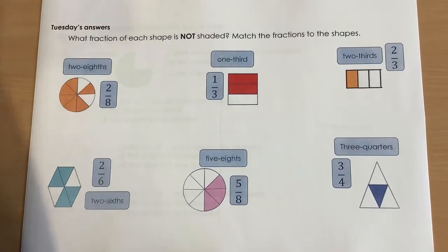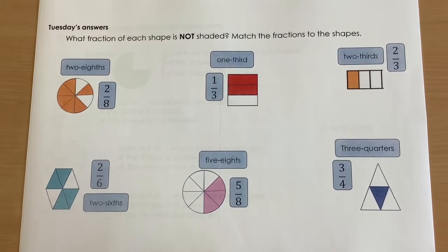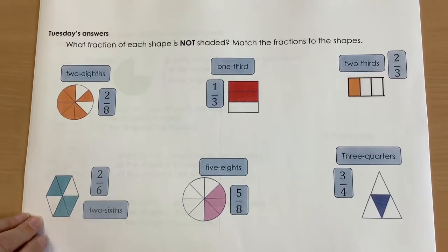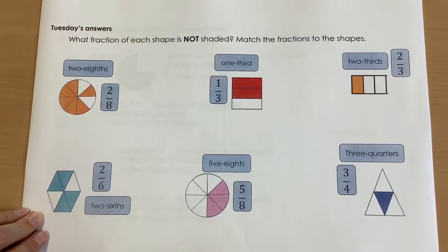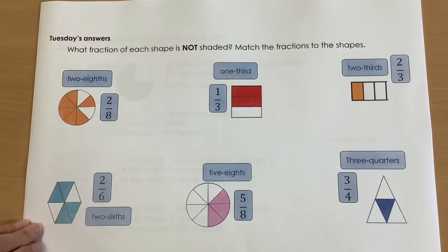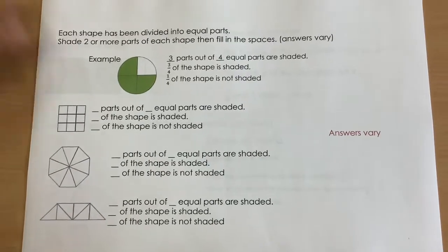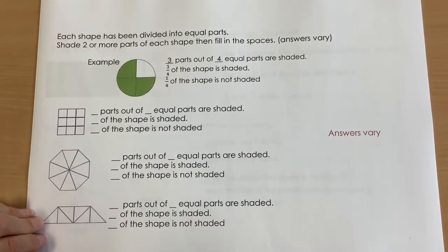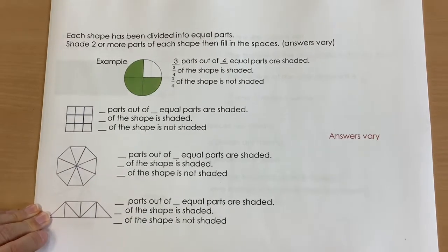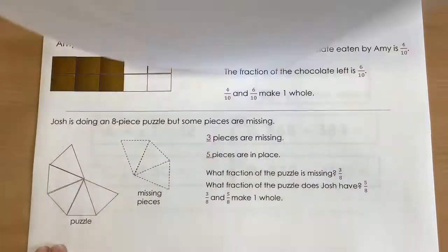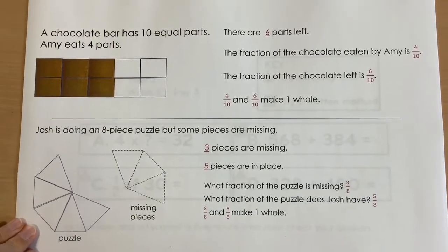First of all, I'll give you the answers to yesterday's problems. I did say for this one you were to draw lines. I've just grouped them all together to make it more obvious, but hopefully you'll have matched these up. Your answers will be varied on this because you had to choose the number of equal parts and that you shaded, so I haven't completed this one, but hopefully you'll have managed that okay. And then the final problem solving one.